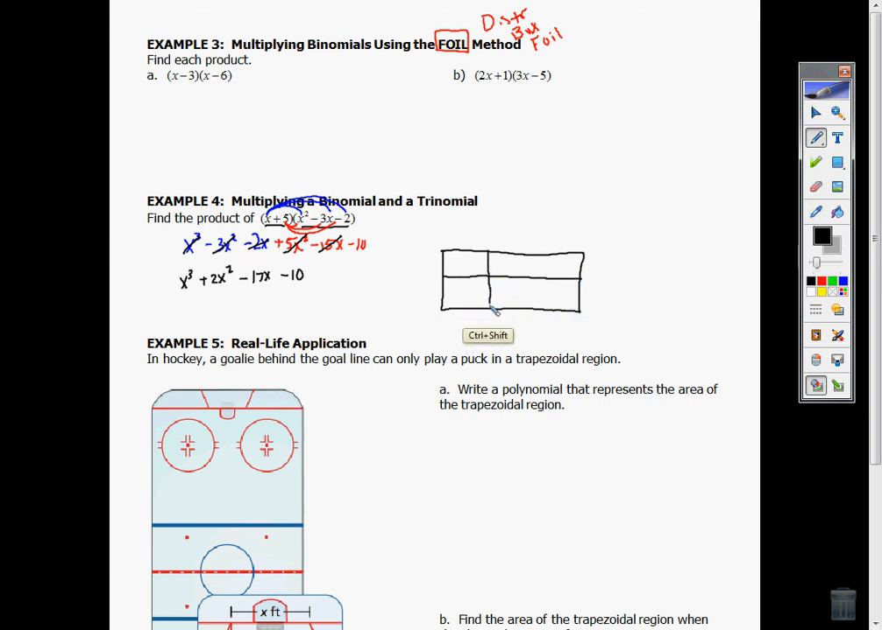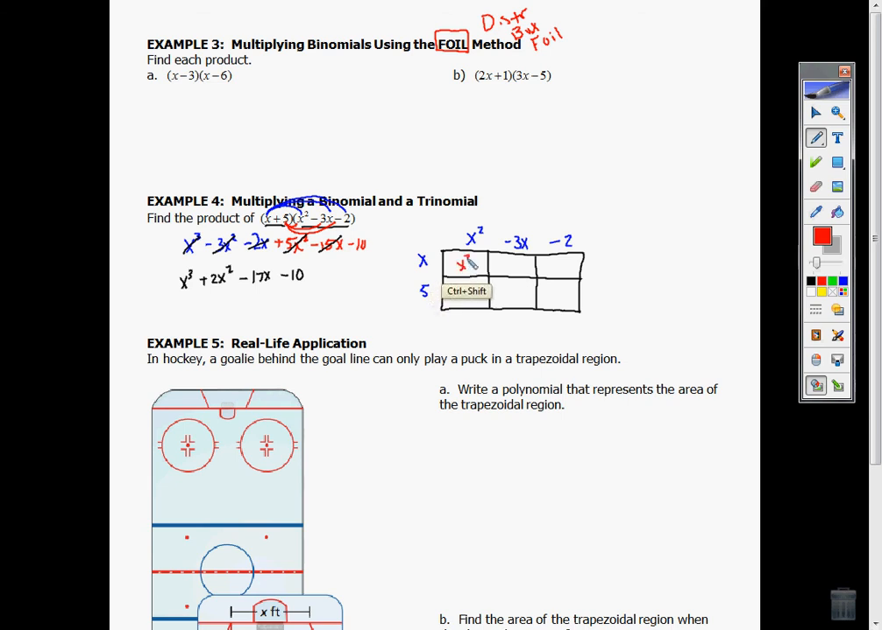All right, it gets a little more like a rectangle because I need to have 3 terms along the top. I need to have x squared, negative 3x, and negative 2 to represent the trinomial. And also on the side, I need to have x and 5. So now, when I go about doing my multiplication, I should get the same numbers.